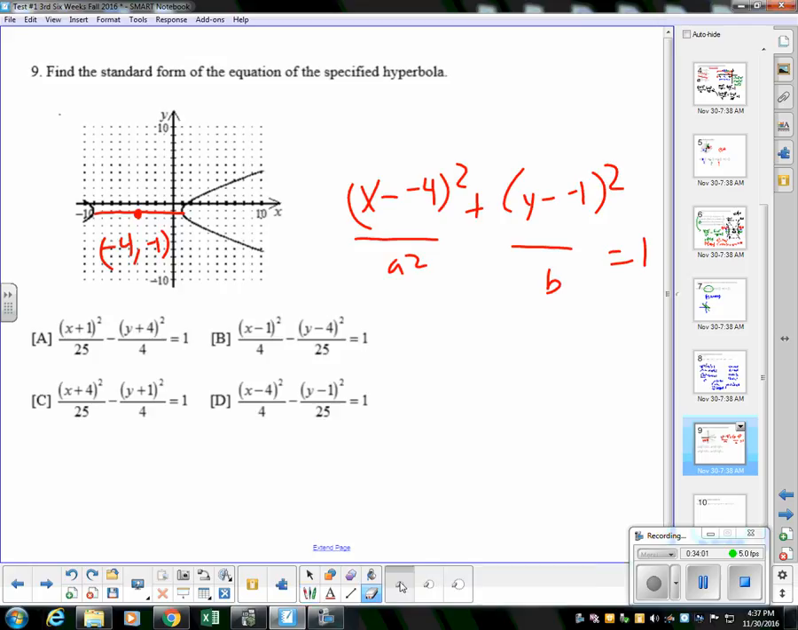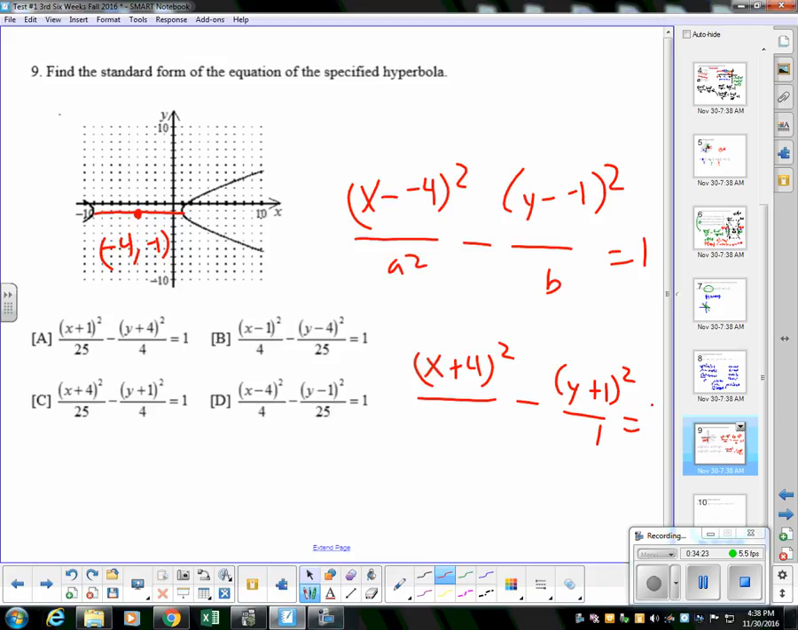Let your teacher have this mistake. This is a hyperbola, so it must be a negative, a minus. Sorry about that. Okay, now we're not going to worry about a squared and b squared right now. This is just simply going to be x plus 4 squared over something minus y plus 1 squared over something is equal to 1. Now, if you just simply look at that, that rules out everything but answer choice C.